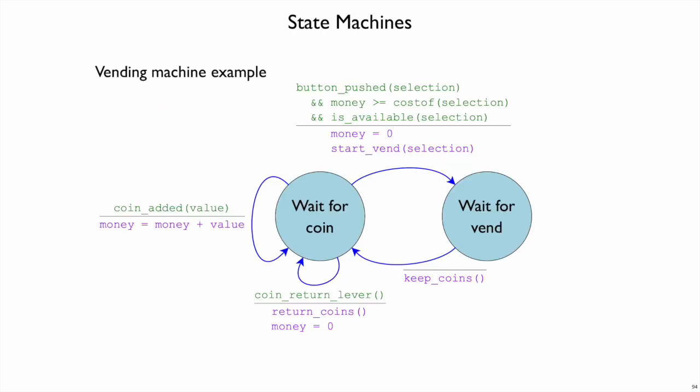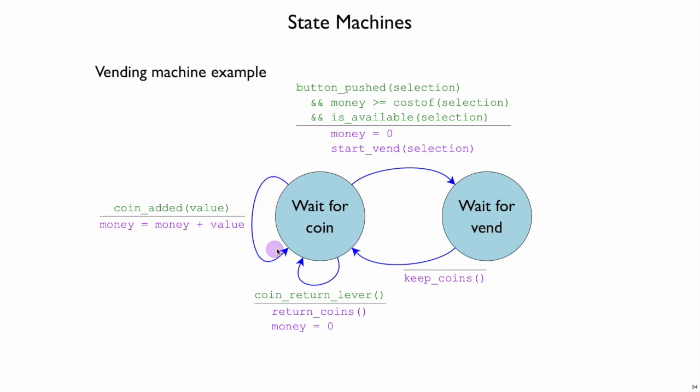Let's try a more concrete example here. This is the classic vending machine example. Our vending machine has two states, one where it's waiting for a coin or waiting for more coins, and then a state where it's decided to give some food from the vending machine. It's waiting for that food to fall all the way out, and then it'll go back into the mode where it's waiting for some coins.